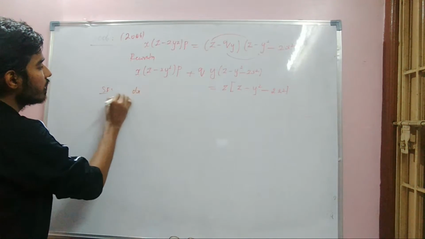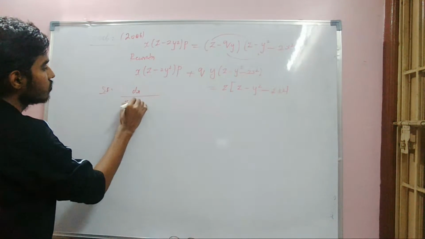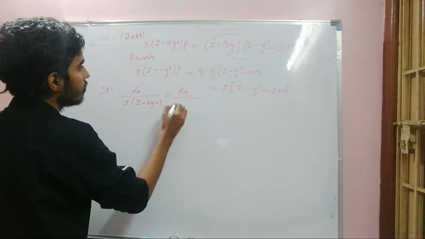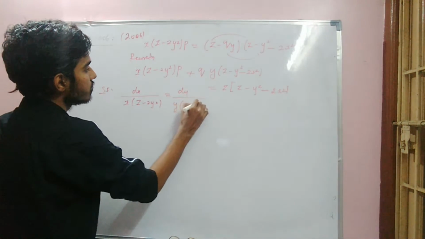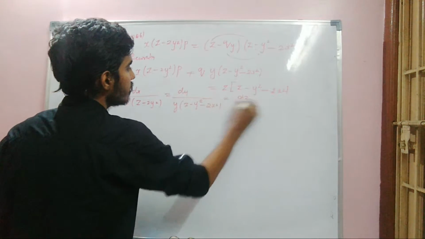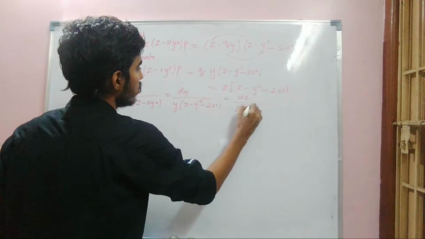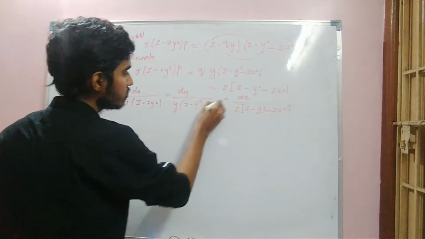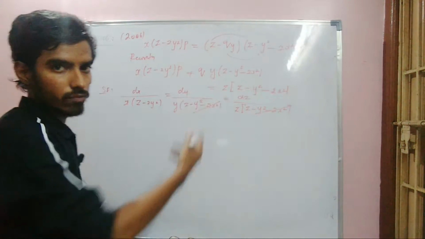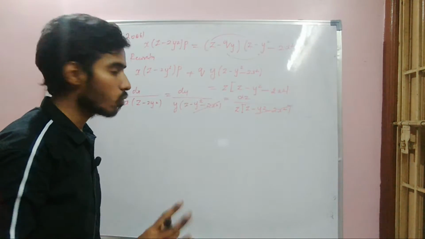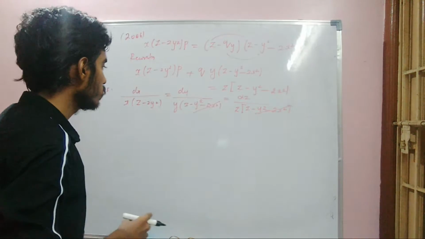So we have dx divided by x into z minus 2y square, and dy divided by y into z minus y square minus 2x square, and dz divided by z into z minus y square minus 2x square. So when you group this term and this term, we will get the first solution. Log y is equal to log z plus log c1. So c1 will be y by z. Now we have to find one more solution.